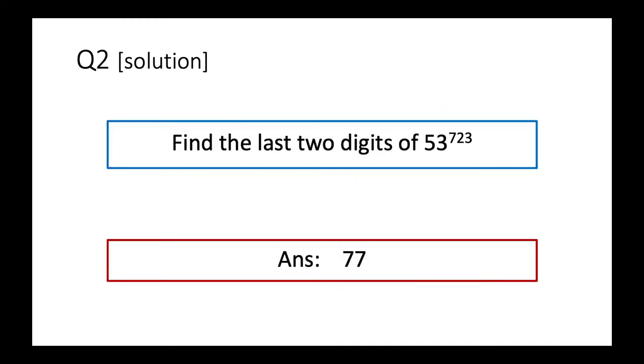The second one is we want to find out what is the last two digits of 53 to the power 723. For this question, we actually can find this out without using a calculator. The answer for this one is 77. To get the last two digits, it is the same as dividing this number by 100 and finding the remainder. So we want to do a modulo 100 operation.